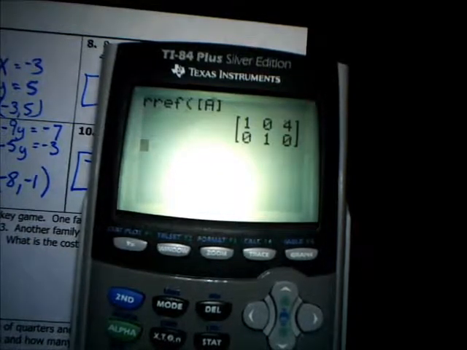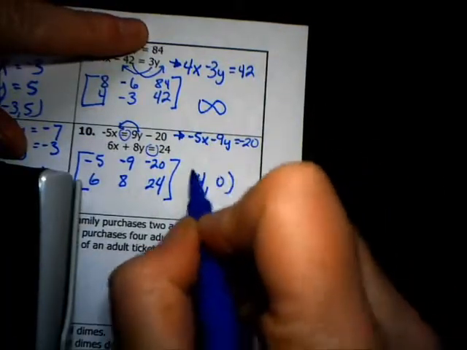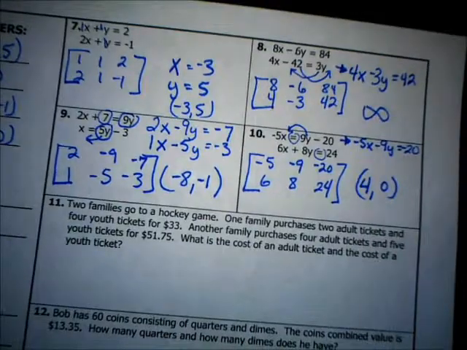And there we go. We have our x is a 4 and our y is a 0. So this is actually an x-intercept. And there's your answer.